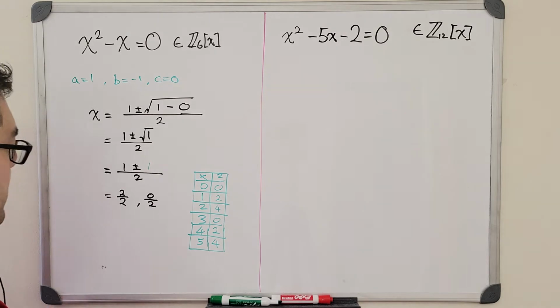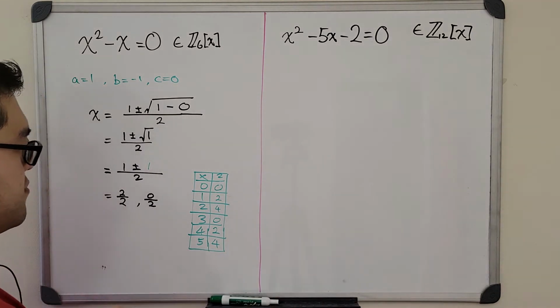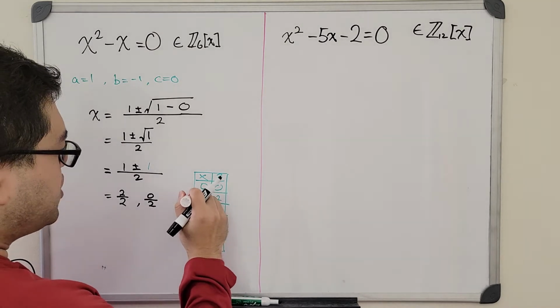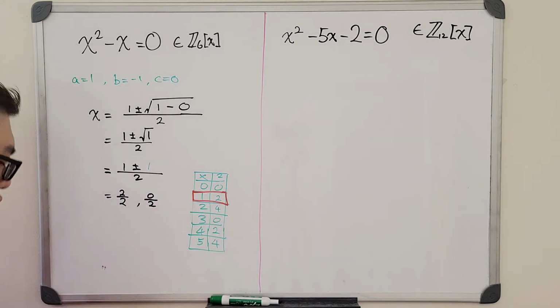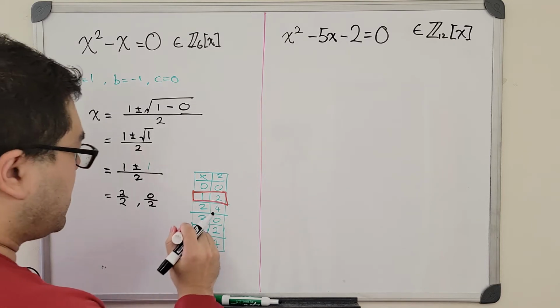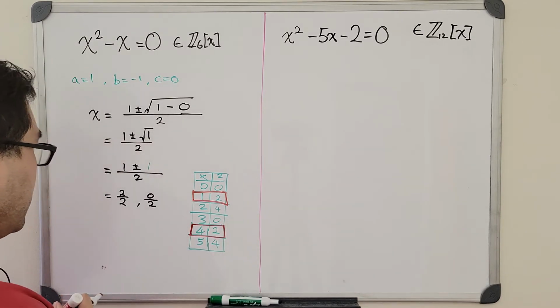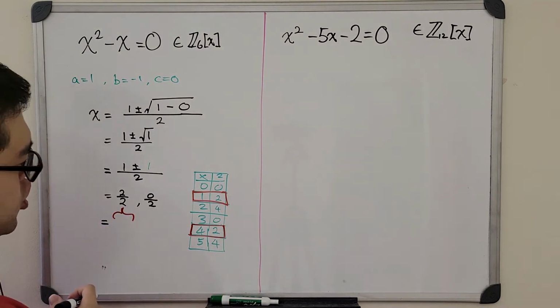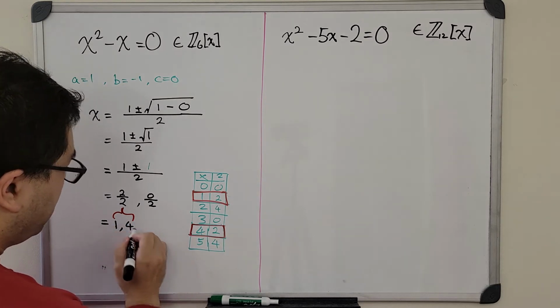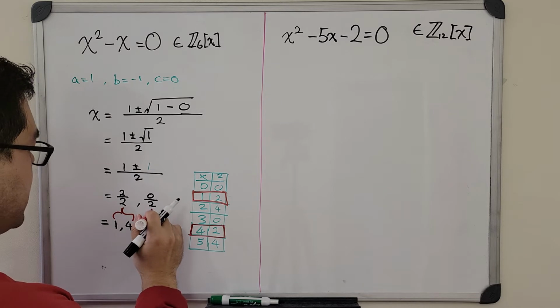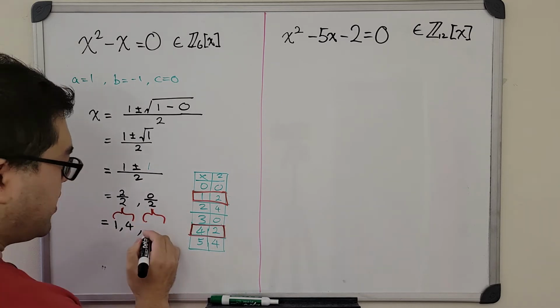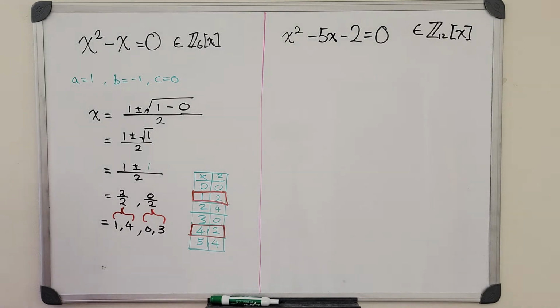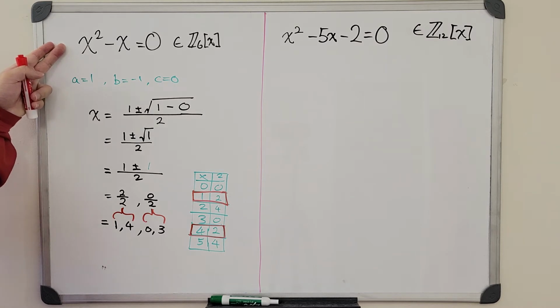So what does that mean? If we look at the first case, we have 2 divided by 2. Then we actually end up with 2 cases, because we have 1 times 2 is 2, but we also have 4 times 2 is 2. So in fact, the first fraction, 2 over 2, will give us 2 different results, 1 and 4. Similarly, if we look at the second fraction and use the table, we will end up with 0 and 3. So in fact, we actually get 4 answers for this polynomial, or this quadratic expression.